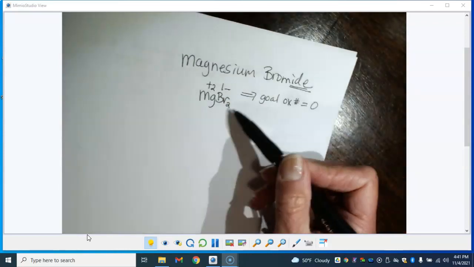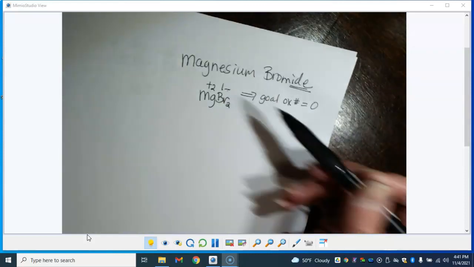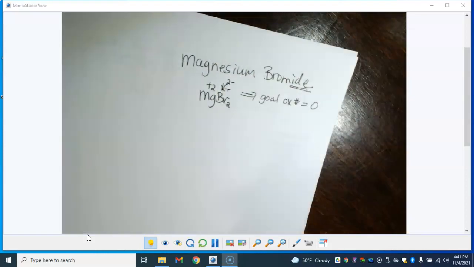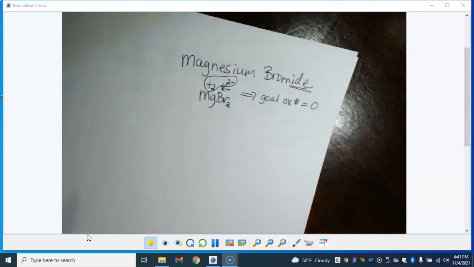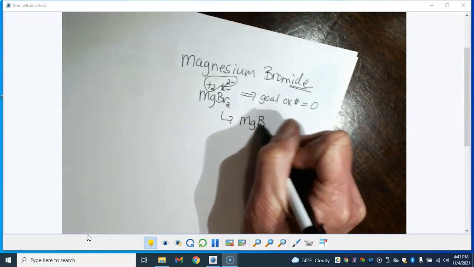So if I have 2 bromine ions, each with a -1 charge, 2 times -1 turns this into -2. So now when I add these two together, they equal 0. So my formula for magnesium bromide is MgBr2.